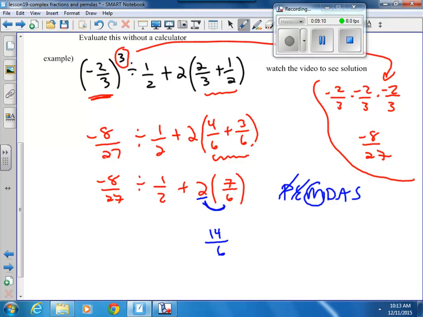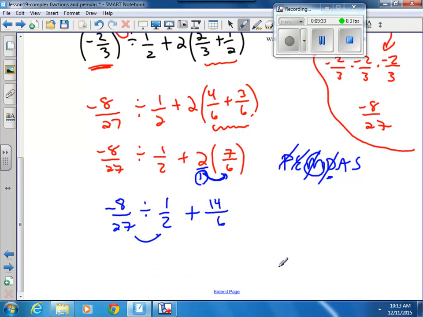Remember, 2 is really over an invisible 1. So 2 times 7 makes 14, and 1 times 6 makes 6. So take care of that. And then I'm just going to force myself to write out every little thing. Then take care of division. Well, right here's division, and division really means multiply by the reciprocal, right?